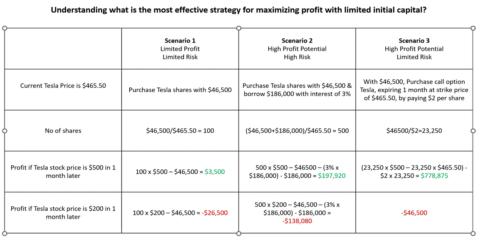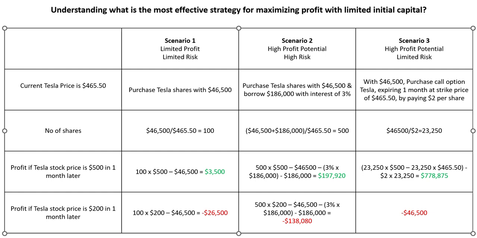As you can see, scenario 1 has limited profit, limited risk. Scenario 2, high profit potential, high risk. Scenario 3, high profit potential, limited risk. So the most effective strategy for maximizing profit with limited initial capital will be scenario 3. Using derivatives, for example options, to use options rather than the shares themselves using your initial capital.